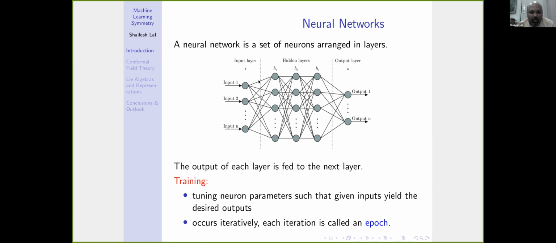It's fed into neurons and further and further on until you reach the output layer, and some number of outputs are generated. Essentially, training the neural network involves tuning the parameters of each neuron, so that if you give it a fixed input, you get the desired output. And this has to be done iteratively over the entire data that you have, and each iteration is called an epoch of training.